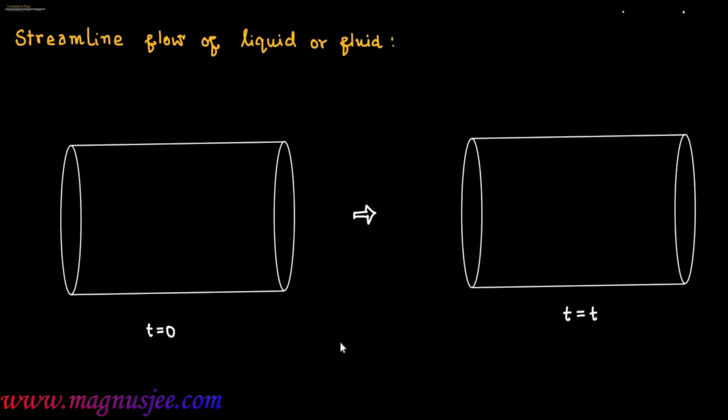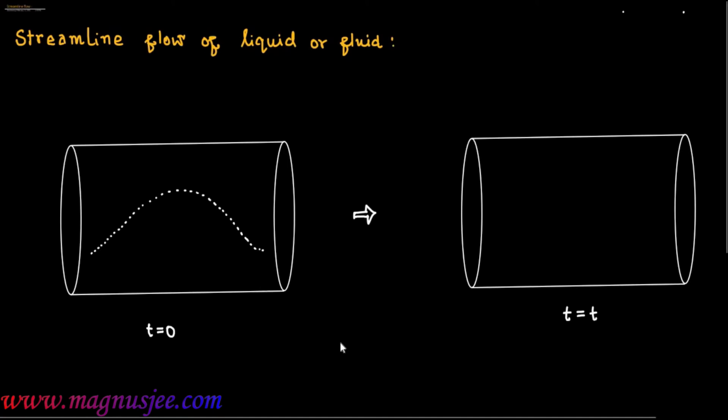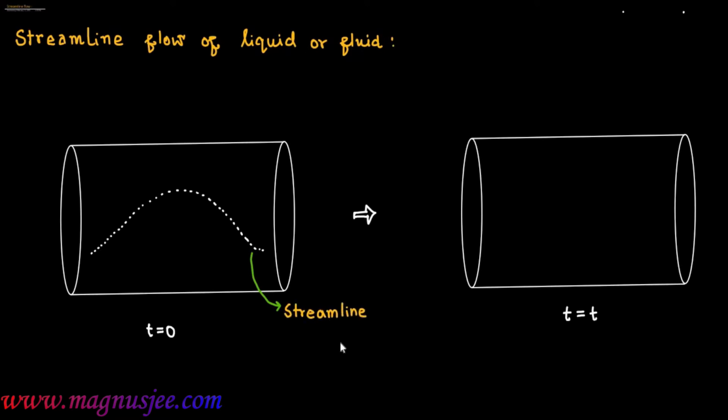In the diagram we have shown a tube at t equals 0 instant. This is a streamline, a line along which different particles of liquid are moving. It is an imaginary curved line along which different particles of liquid move.